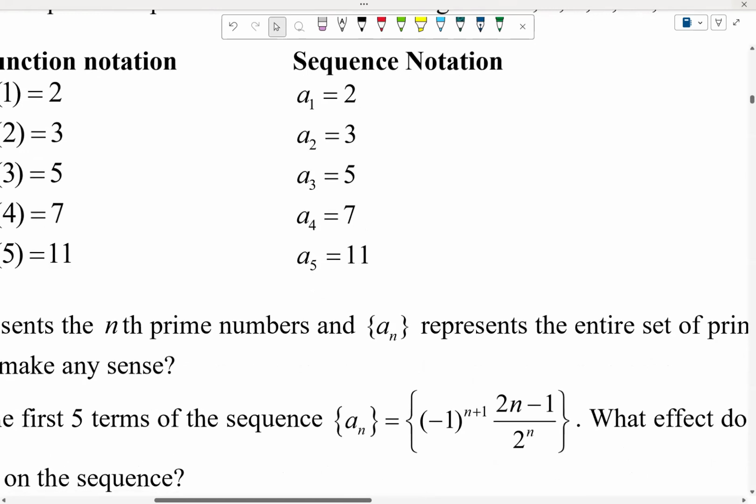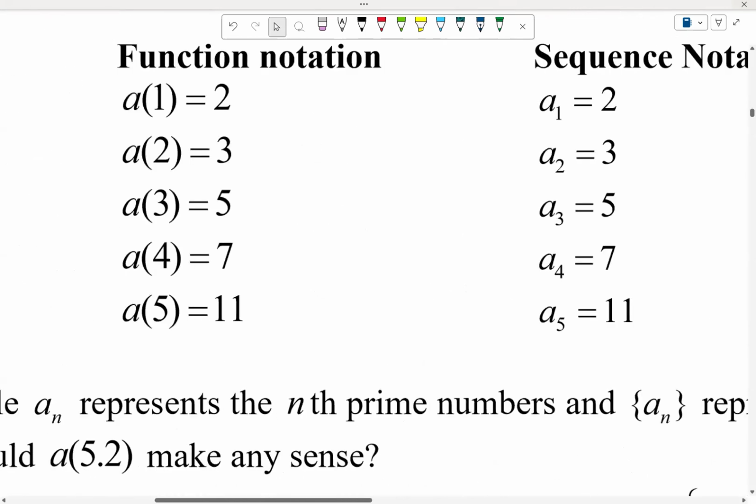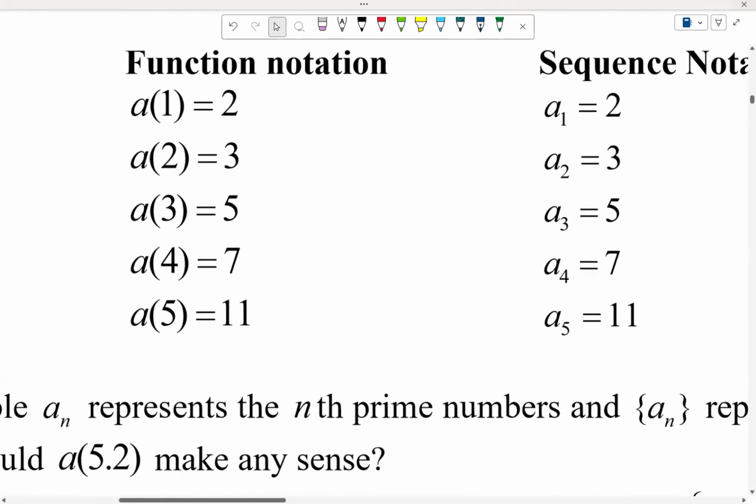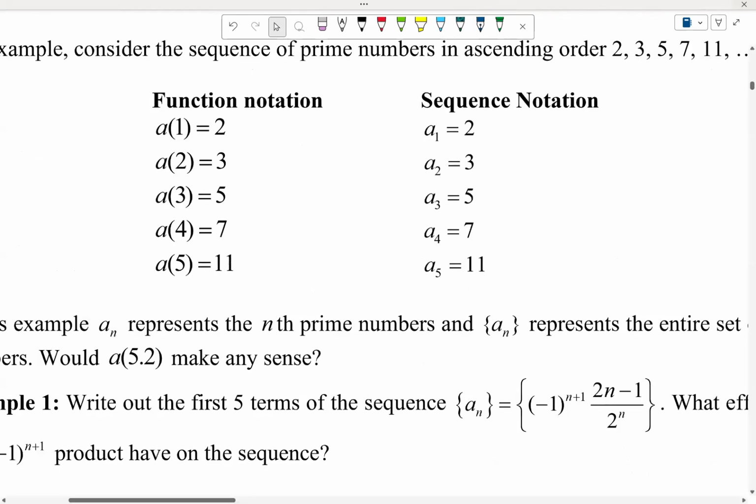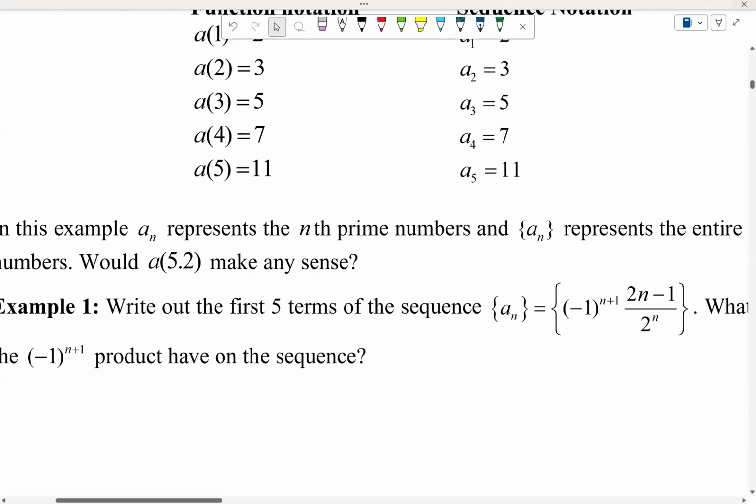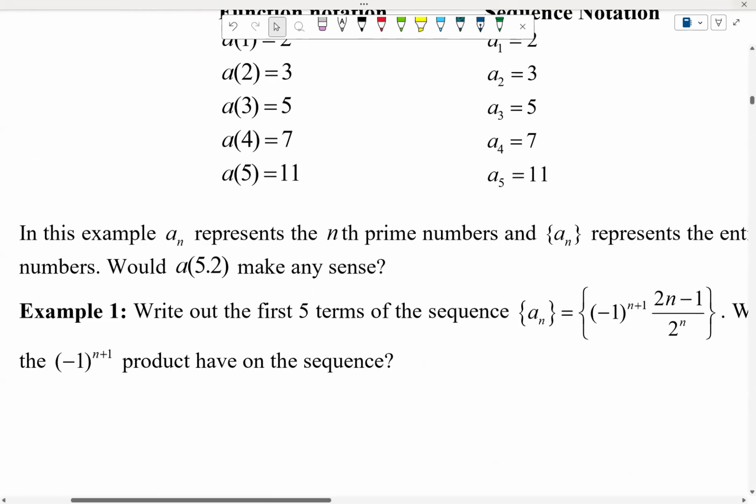So this is a very set order. Sometimes you'll see sequences given in function notation, so a of 1, a of 2, etc. Would a of 5.2 make sense? No, because the function we're talking about is discrete. Only whole numbers go.